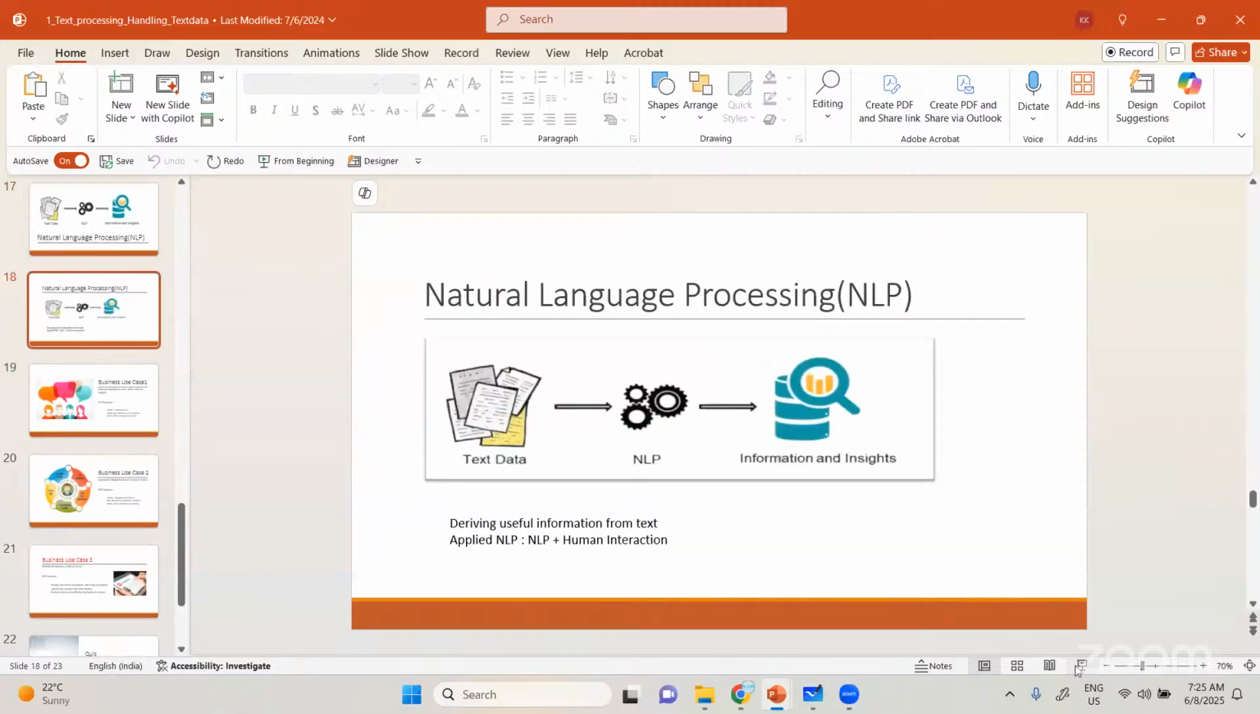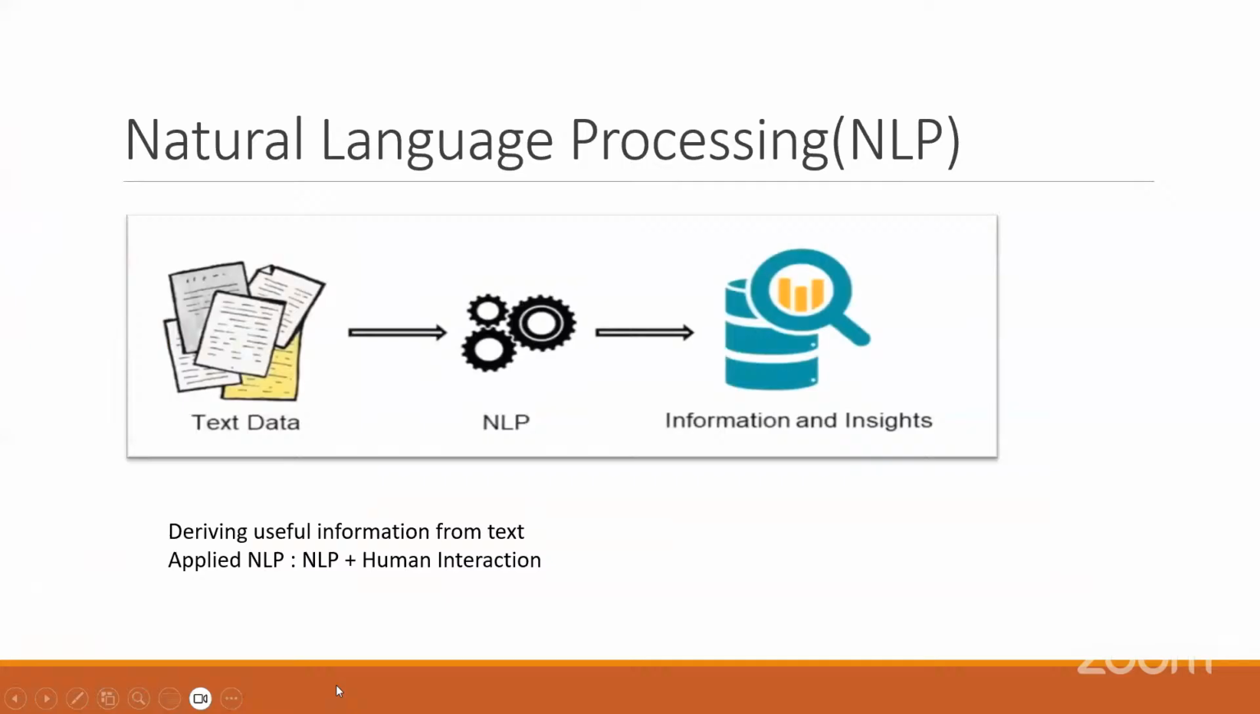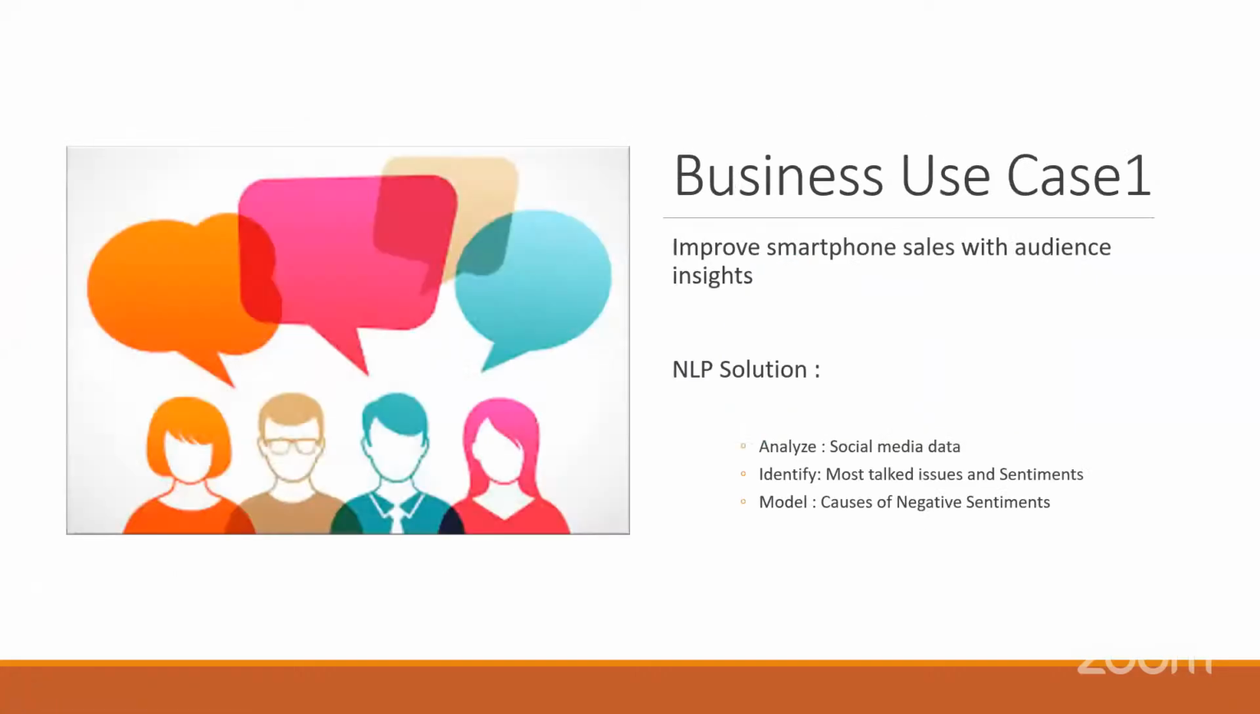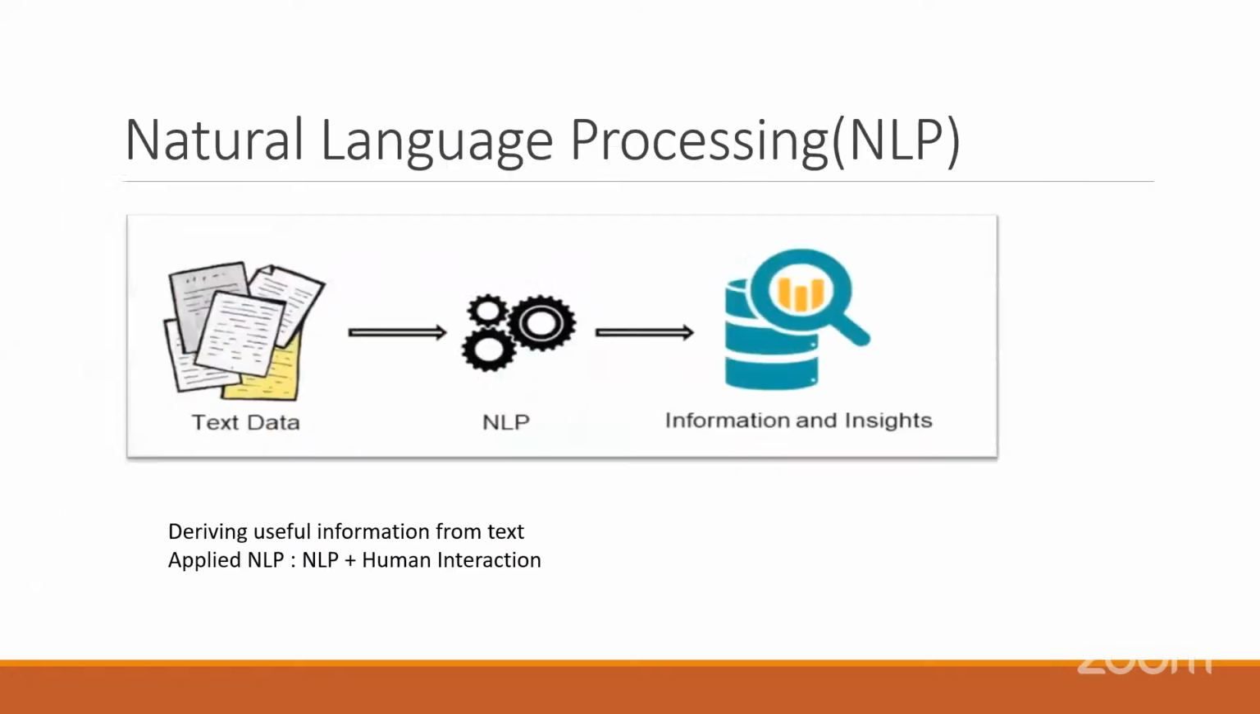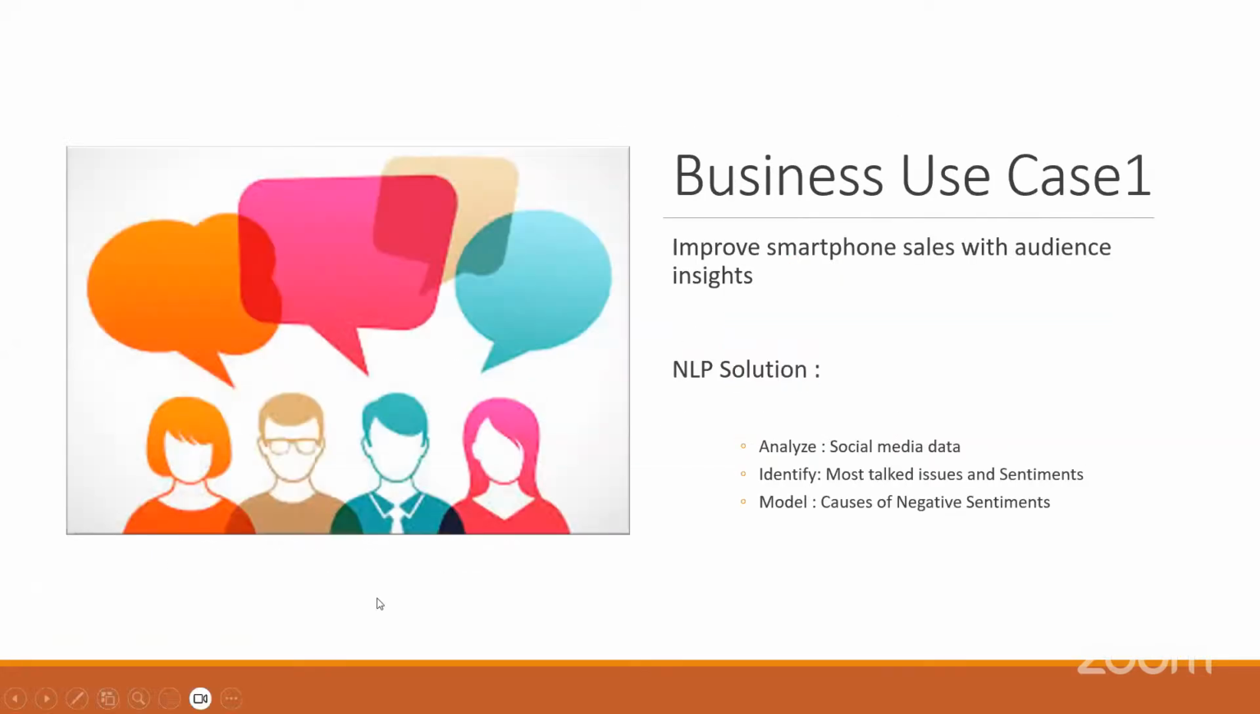So some of the use cases. Applied NLP means that on top of NLP, we apply some human interaction. Some of the business use cases were already discussed. So how to improve smartphone sales with audience insights? How do you do this?